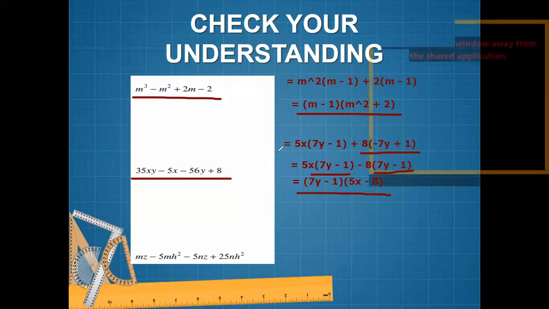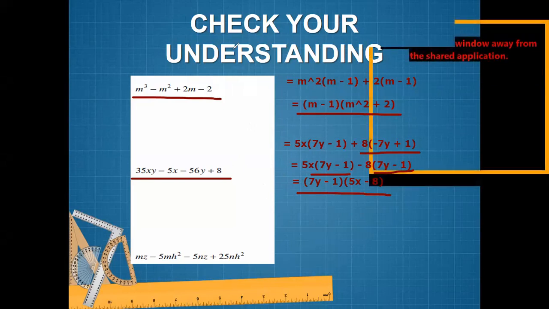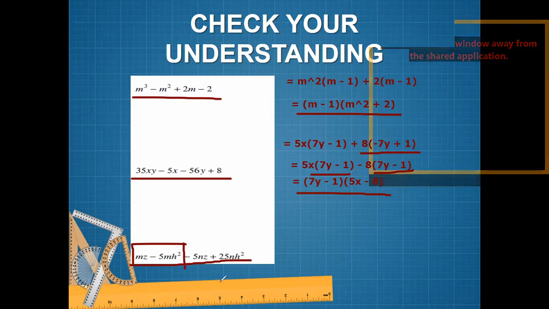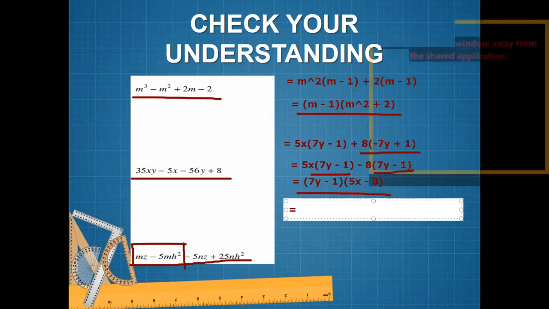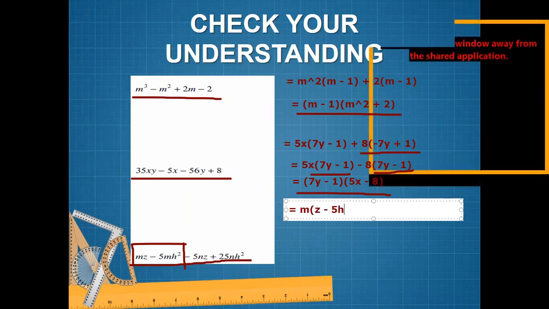Okay, so did you get two correct answers? Okay, how about number 3? For us to factor out mz minus 5nh squared minus 5mz plus 25nh squared, of course, we're going to factor out the first two terms given. The greatest common factor between mz and 5mh squared, that's m multiplied by z minus 5h squared.